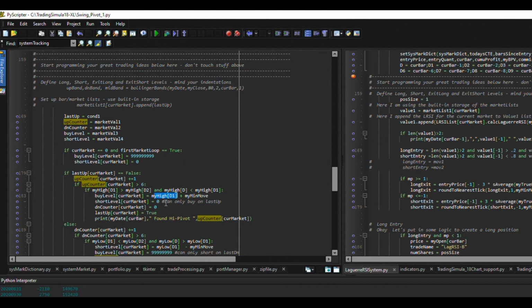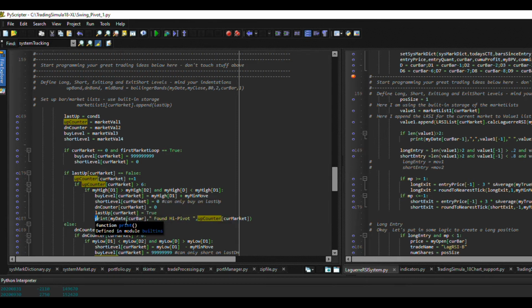Short level, we're going to set to 0 because we're not looking to short. We're only looking to buy because we have a high pivot point. My down counter is now set to 0 because I'm going to start looking for the low pivot point. So I need to count the number of bars between the high pivot I've just established and the subsequent low pivot that I'm looking for. And I set last up current market to true, so we won't go back through this logic.